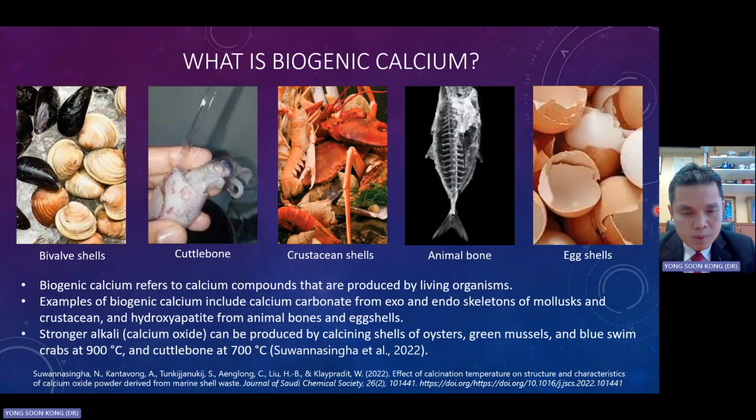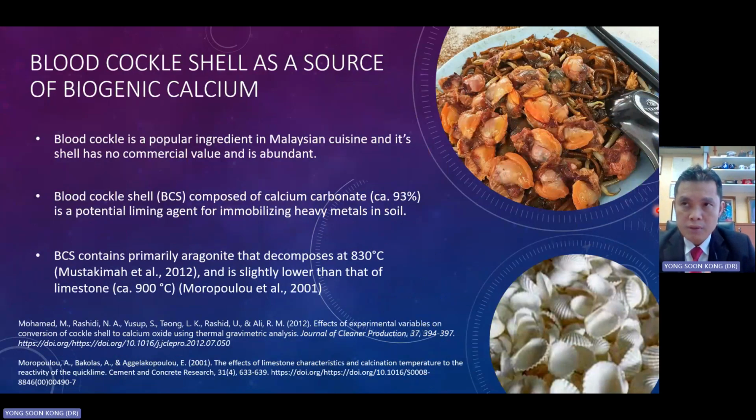Now, these materials can be calcined. When I say calcination, it involves high temperature, up to 900 degrees or above. That is also true for these materials as well, whereby oyster shell, green mussel shell, and blue shrimp crab can all be calcined at 900 degrees Celsius, whereas cuttlebone is calcined at 700 degrees Celsius, being a less dense calcium carbonate. Now, moving on, this is the work that is done in Malaysia.